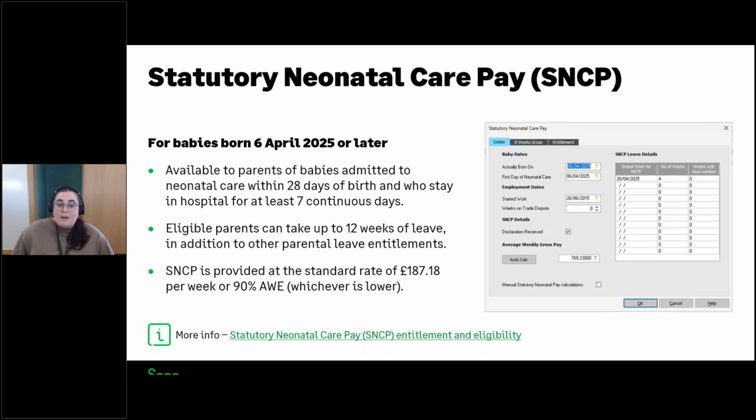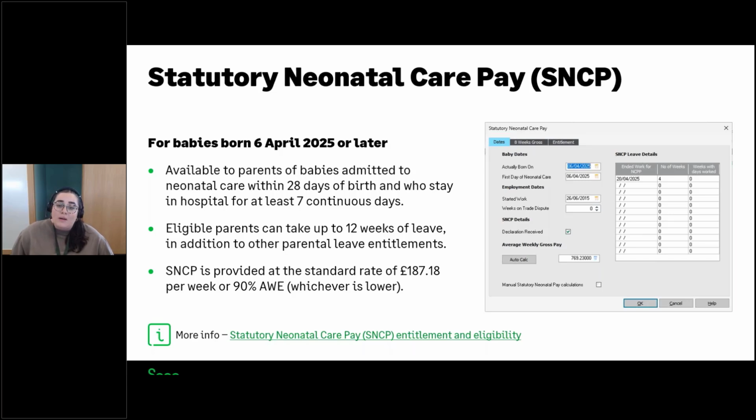So, for example, they could take their maternity leave, then at the end of their SMP entitlement, they could then take their neonatal care leave entitlement. For partners maybe who are taking or have taken paternity pay, they could take the neonatal pay while the baby's still in hospital if they need to as well, kind of on the back of that paternity. Now, SNCP is paid at the standard weekly rate for 25-26, which is £187.18, or 90% of the average weekly earnings, so whichever is lower in that case. And I will show you where this new feature is in the programme shortly and where you'll be able to enter that information. But again, more information linked at the bottom of this slide.